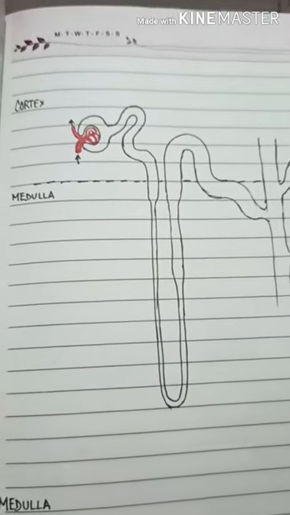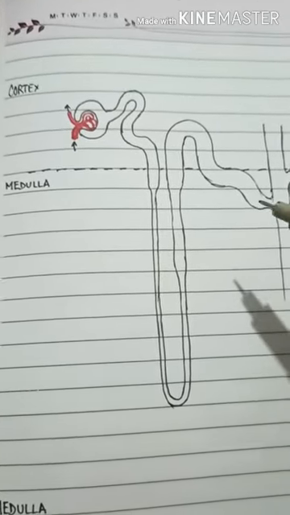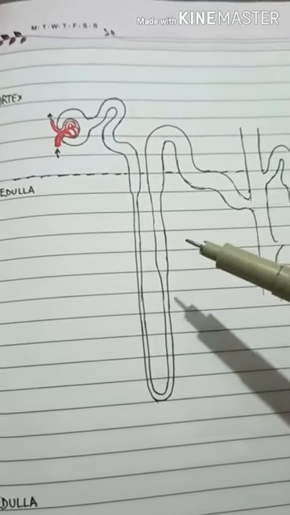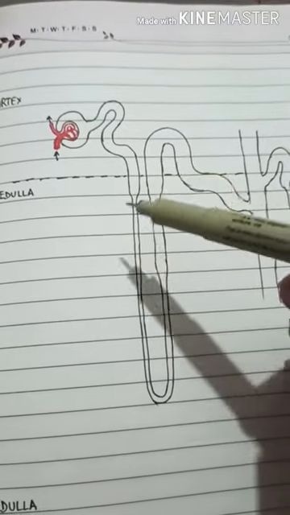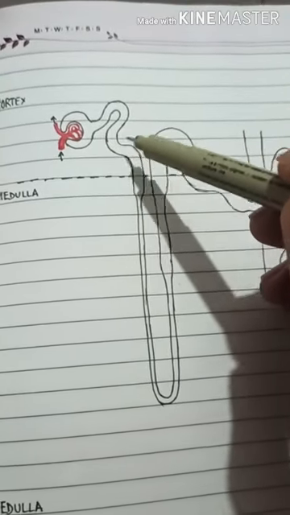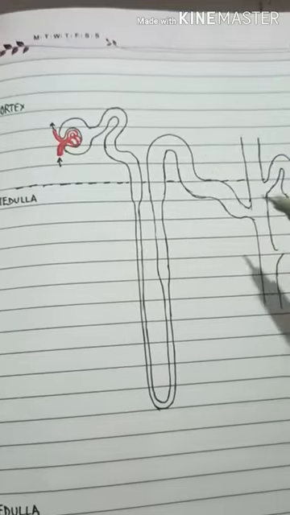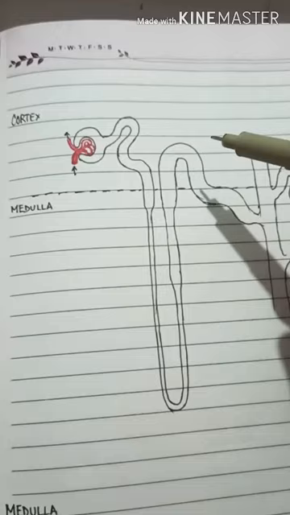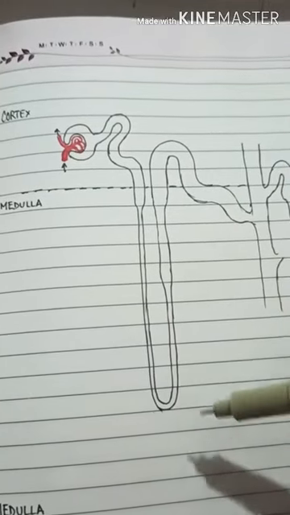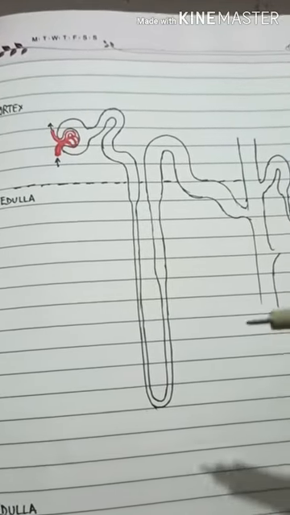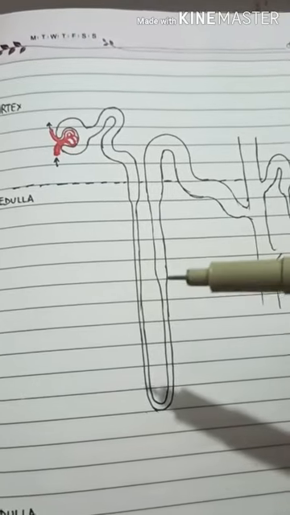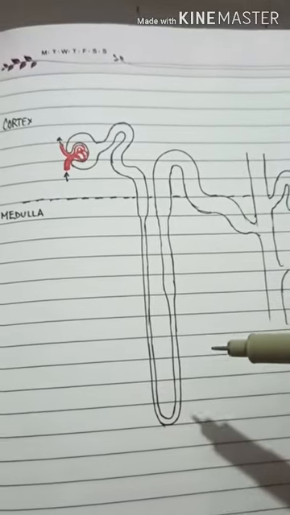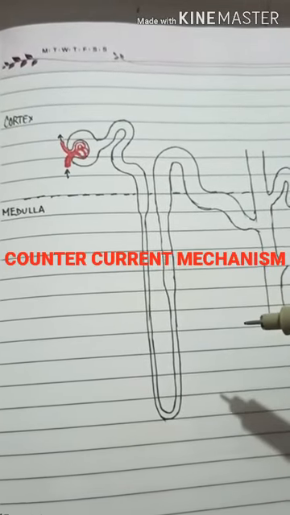So to continue with the previous classes we have done, we already know about the structure of the nephron, the functional unit of the kidney, and we are very much familiar with the process of formation of urine. But during the process of formation of urine, there is one particularly important mechanism that occurs in this place that we should discuss. This mechanism is known as the countercurrent mechanism.